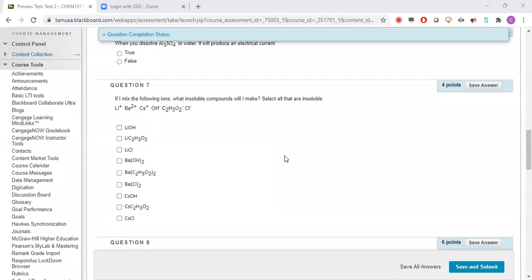All right, 7, if I mix these ions, what insoluble compounds will I make? You need your chart for this. OH basically makes insoluble compounds. Acetate doesn't really, chloride doesn't really, OH does. But OH, if it's mixed with lithium, that's soluble. So what is not soluble is barium and cesium with OH. So that's BaOH2 and CsOH. The way I graded that is you got +2 for every right one you got, -2 for every wrong one you got, but you can't get a negative score.